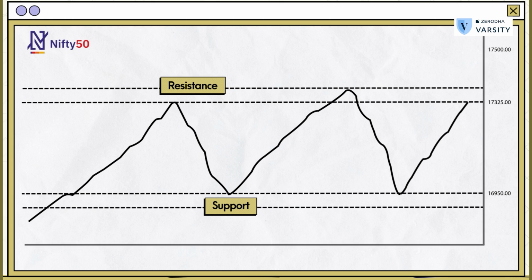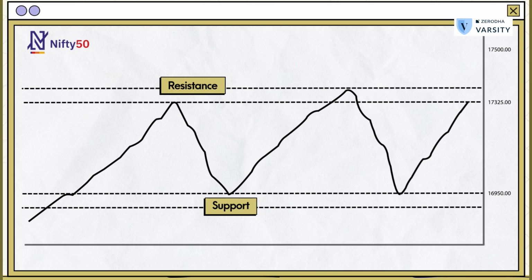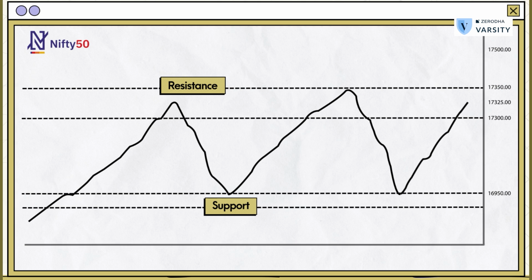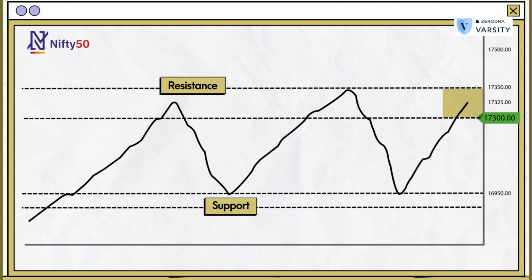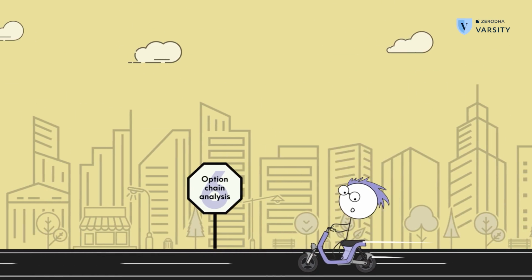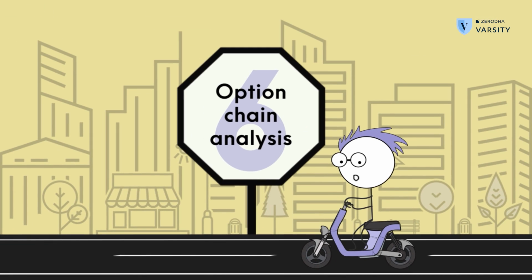For example, although I mentioned that the resistance is around 17,325, I would be comfortable in treating the price zone between 17,300 and 17,350 as a resistance zone. I would expect the bullishness to continue if market sustains today's close price. Another way to develop a view on support and resistance is by looking at the option chain or the open interest data. I've picked the open interest data from Sensibull.